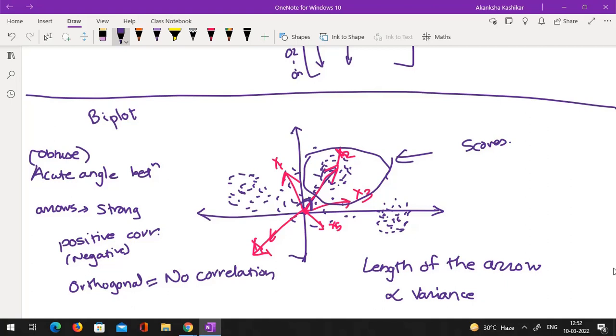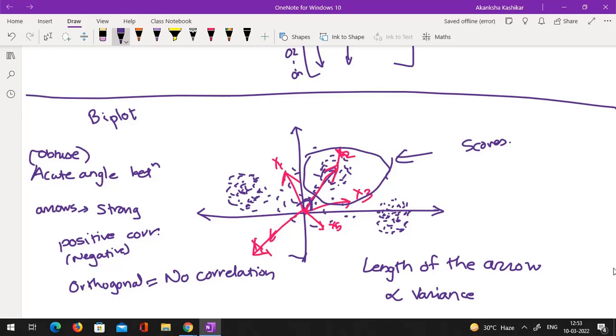Let me repeat what I said. This particular group has arrows of x3 and x5 directed towards it. So observations belonging to this group will have higher values of x3 and x5 as compared to observations on the opposite side. Observations which are towards the direction of the arrow have higher values of those particular variables, and the observations on the opposite side have lower values of those variables. Is it okay?